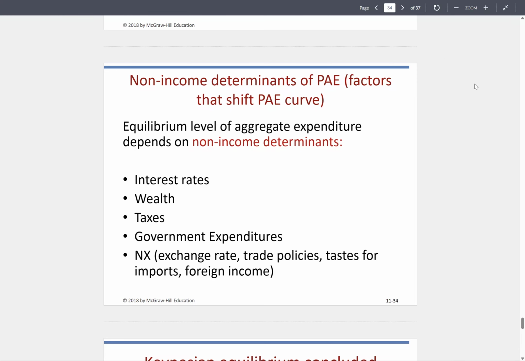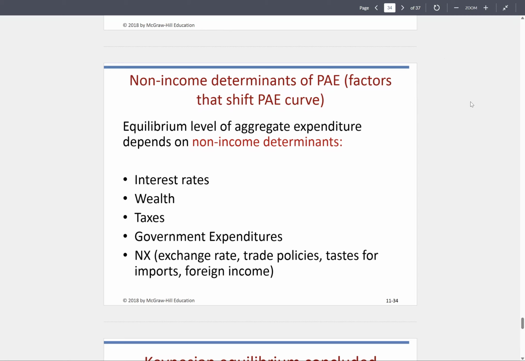In this video, I will be explaining the differences in the movements and shifts of the planned aggregate expenditure curve. First, we can start with the shifts. These are also known as non-income determinants of the PAE curve. Some of these non-income determinants include interest rates, wealth, taxes, government expenditures, and net exports, such as exchange rates, trade policies, taste for imports, and foreign income.